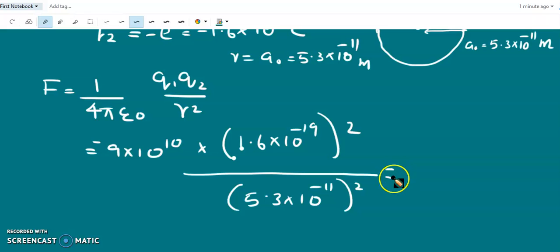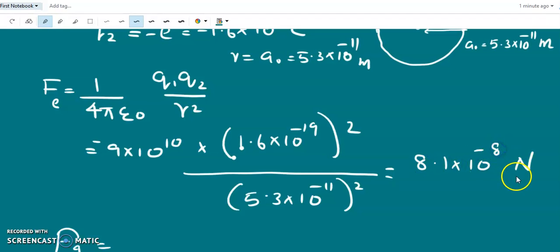So substituting these values, the electric force between the proton and the electron in the hydrogen atom is obtained as some 8.1 into 10 to the power minus 8 Newton.